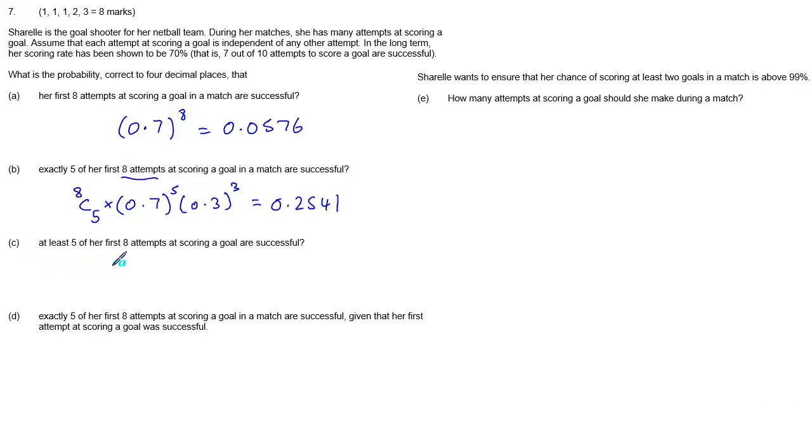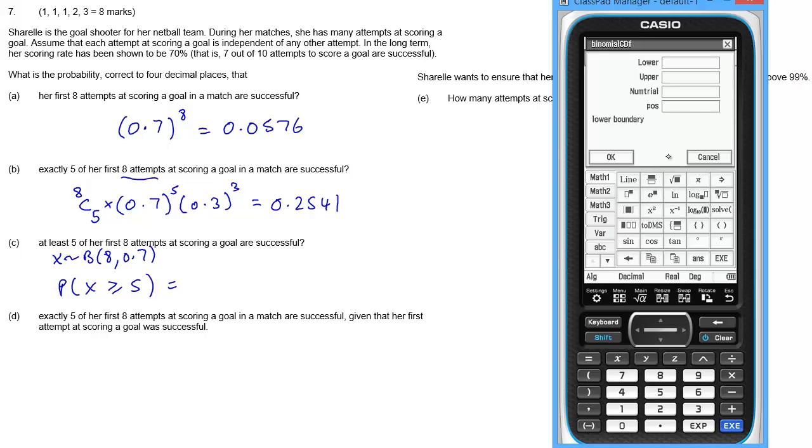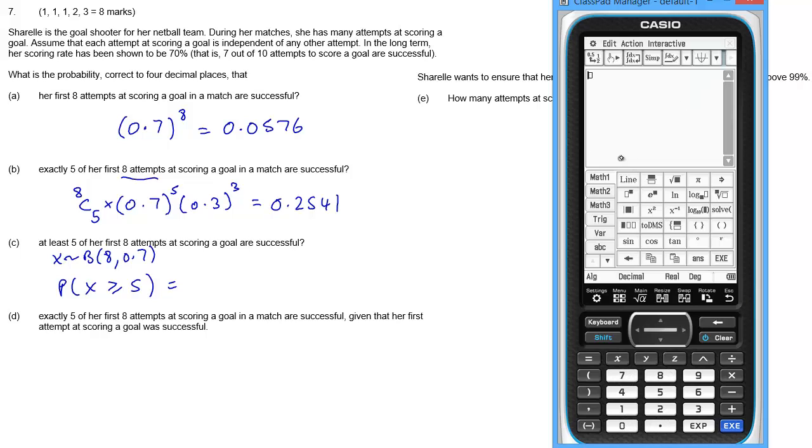At least 5 of her first 8 attempts at scoring a goal are successful. I'm going to go to binomial here. So we've got a binomial with 8 trials, probability of success 0.7, and we're after the probability of x being greater than or equal to 5. So we can go to the calculator, and we've got discrete binomial CDF, and we're going from 5 up as far as 8 with 8 trials and a probability of success of 0.7. So 0.8059.